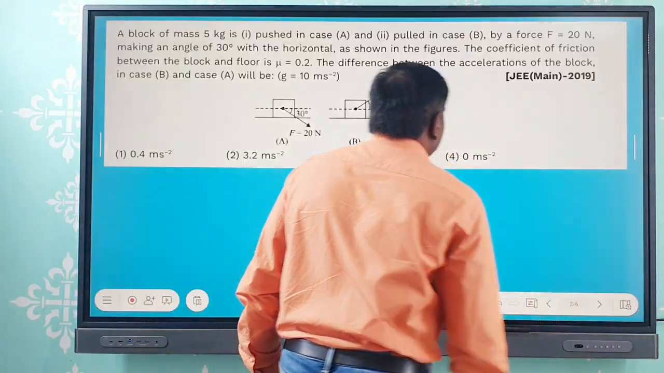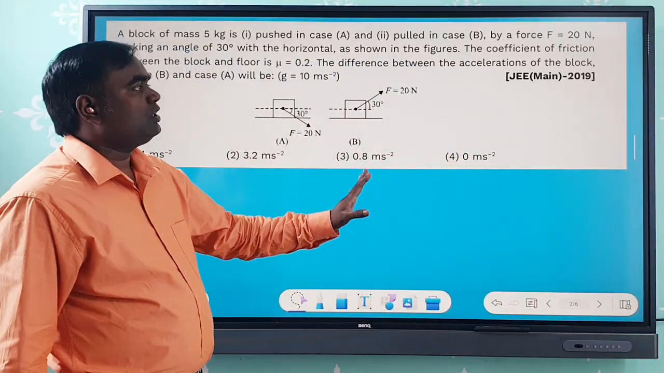This is the problem that was asked in the IIT-JEE Mains 2019.